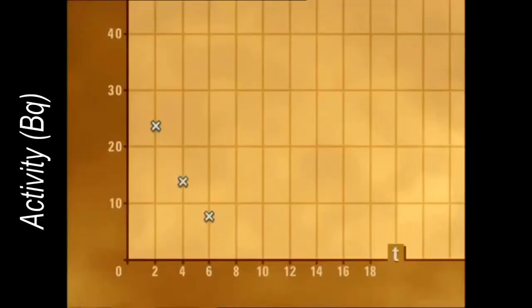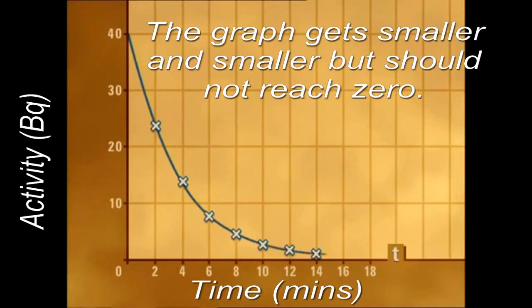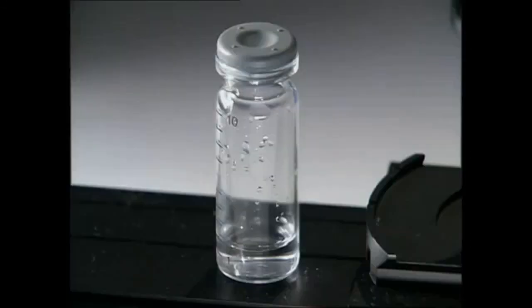Plotting a graph of count rate against time produces a smooth curve. The activity falls to half its original value in just 2.5 minutes. It falls by half again 2.5 minutes later. So the half-life of barium-137m must be 2.5 minutes. But each radioisotope has its own rate of decay.